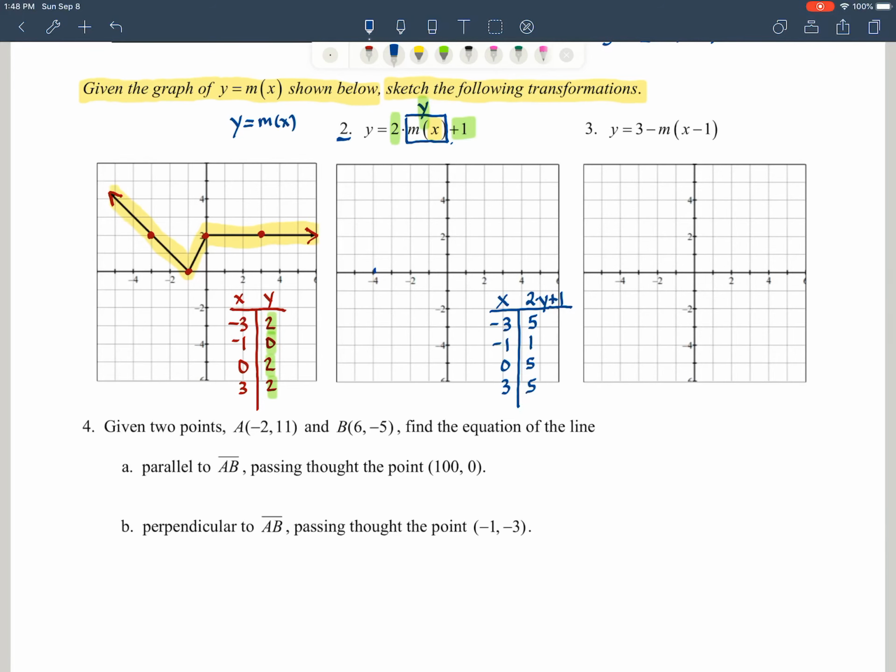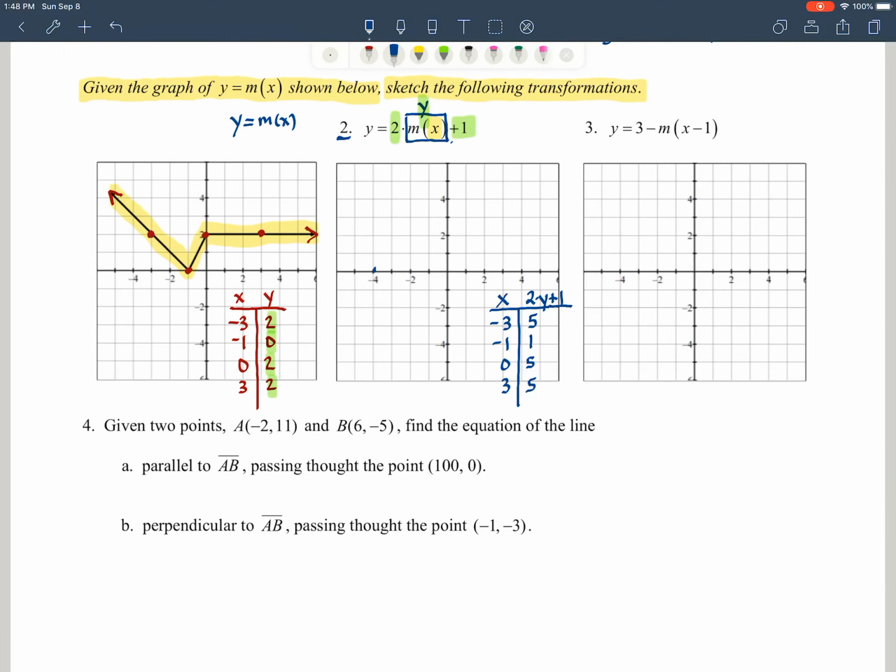Now we're going to take it and just plot those points. The first one we have there, looks like there's an extra point on there. Sorry, I'll erase that off. So we've got -3, 5. So we're back 3, up 1, 2, 3, 4, 5.